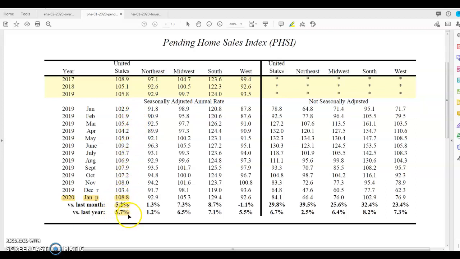Higher pending home sales is somewhat of a leading indicator of sales that will be completed in the future. So you can think of pending home sales as giving us insight into what's going to show up in the existing home sales later on. Because remember, existing home sales are captured at closing, whereas this is pending. This is prior to closing.